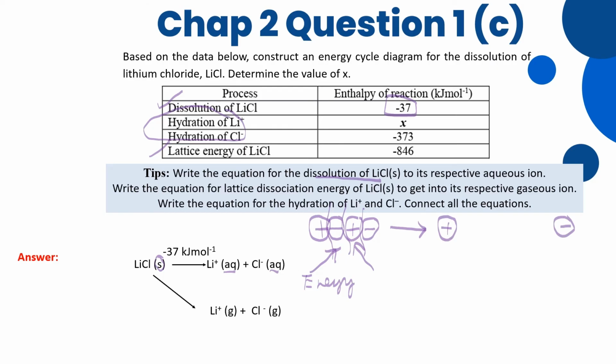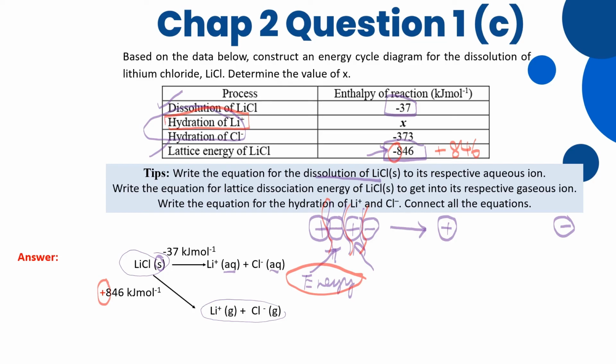But we see that in this question, the enthalpy for lattice actually is a negative sign. Negative sign means energy is released. So for this process of solid changing to gas, we have to make sure we change the sign of negative to positive 846. Okay, so remember to change the sign to positive sign because this is a process that needs energy. We need to absorb energy in order to split up the ion into a gaseous ion which is very far from each other. Okay, then hydration of lithium plus.